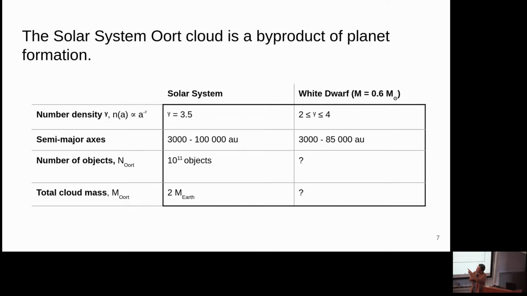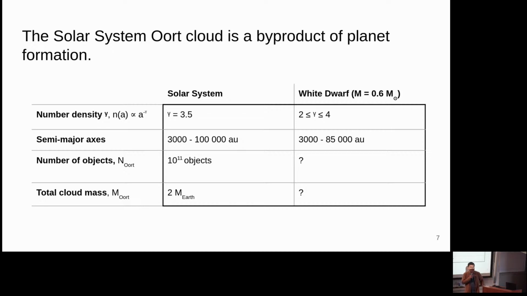The 100,000 AU for the solar system Oort cloud is actually a very interesting number. It is the edge of the sun's Hill sphere, the edge of the sun's gravitational influence against the galaxy. Any object beyond there will probably be lost due to the galaxy's gravity. So you scale it down because the white dwarf is less massive than the sun. And the last number, gamma, is just the number density power law of Oort cloud objects.